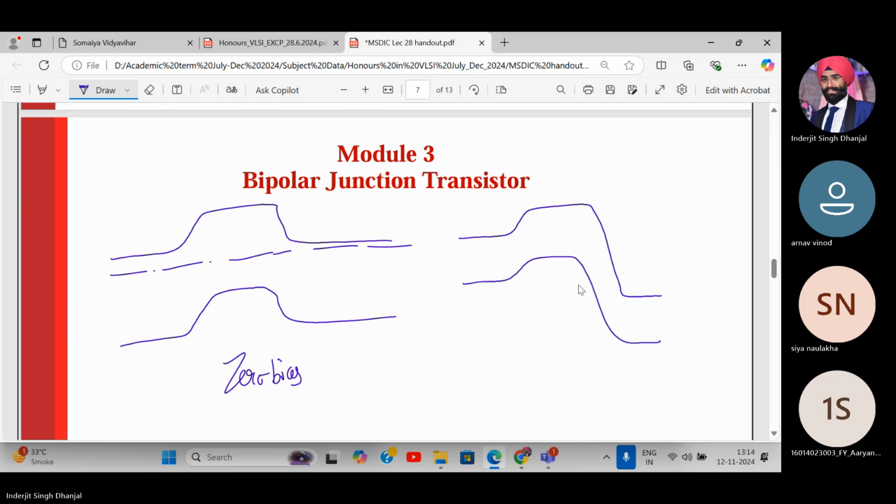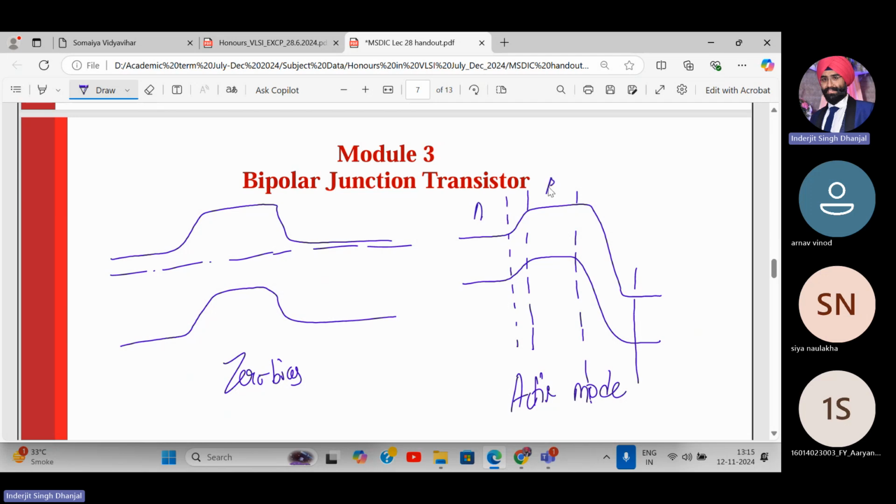Okay. So these are the two depletion regions. This is base emitter. This is base collector. Clearly, you see this is applied bias in active mode. And this is N, P, N. All right. So here we have applied positive VBE and we have applied negative VBC. This is the active mode of operation.